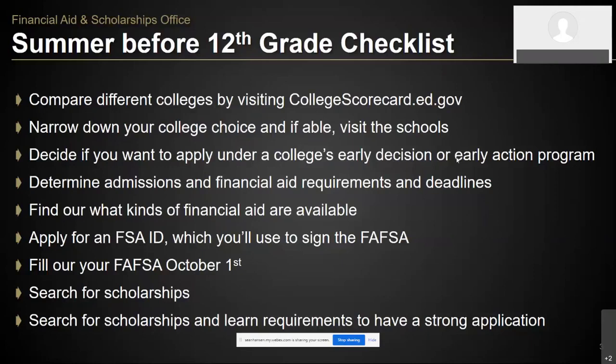Because during your senior year, you will apply for financial aid for those colleges that you are interested in. And there's different deadlines that every college has. So that's why it's good to start early and start researching those as soon as you can. On here, it does talk about the admissions and financial aid requirements and deadlines. That's why it's important to do the research on your colleges. And then once you decide that, you will start the financial aid process.